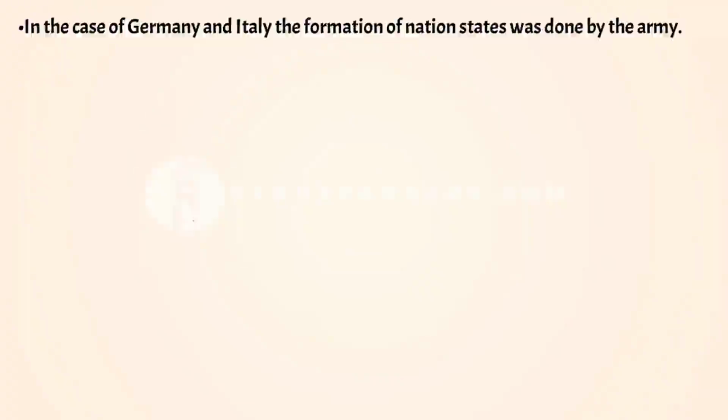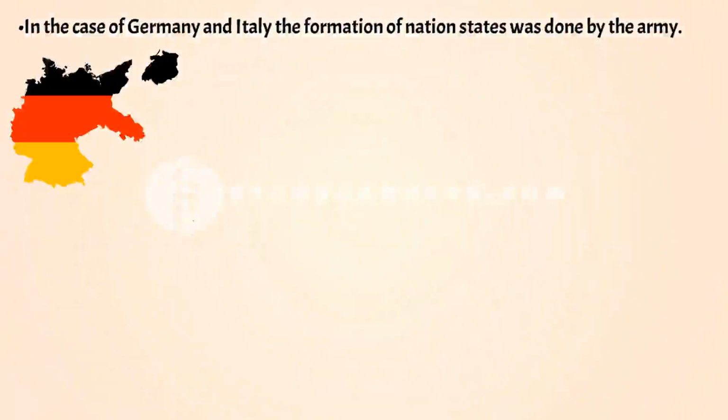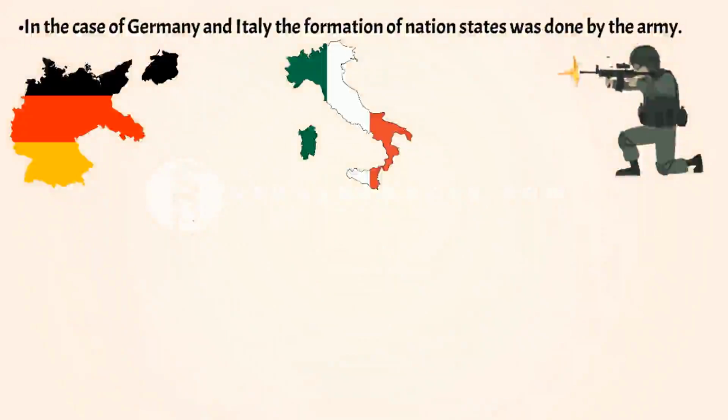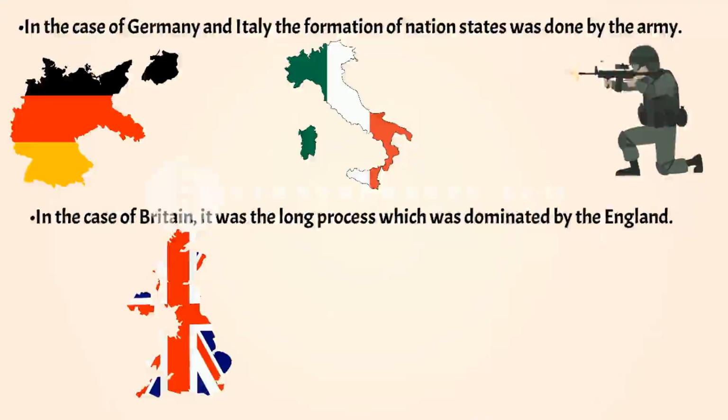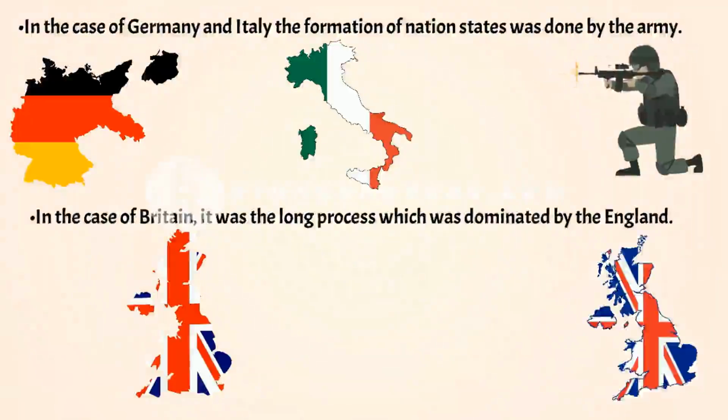Thus, we have understood the formation of nation-states of Germany, Italy, and Britain. In the case of Germany and Italy, the formation of nation-states was done by the army, while in the case of Britain, it was a long process which was dominated by England.